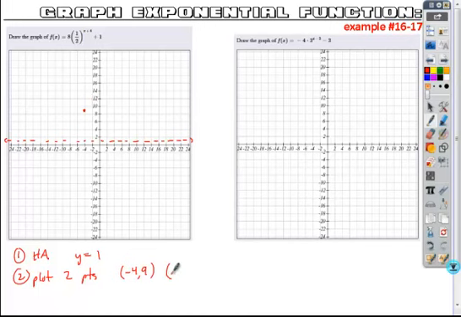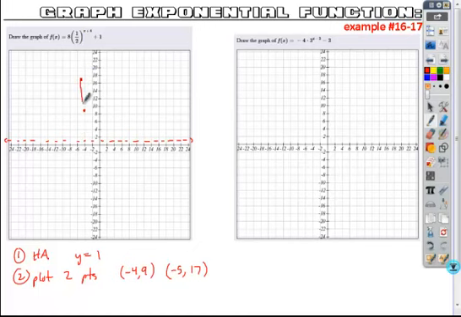And then for my next point, I'm going to choose to go to the right one or to the left one, depending on whether my base is a number that's greater than 1 or less than 1. So here my base is less than 1, so I'm going to pick a point 1 to the left. 1 to the left of -4 is -5. And so when I plug that in, I get -5 plus 4 is -1. That's going to invert my base, so the 1/2 becomes a 2. 2 times 8 is 16, plus 1 is 17. So here's my critical point: -5, up 17.